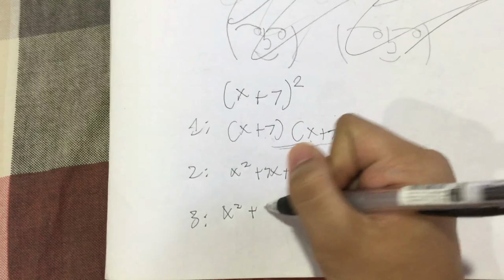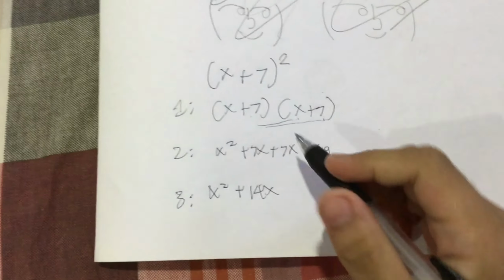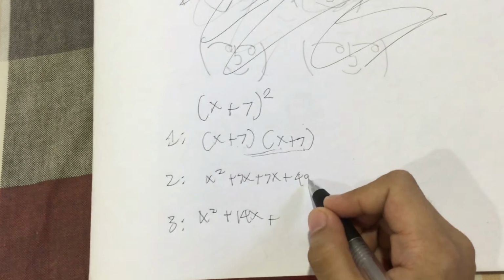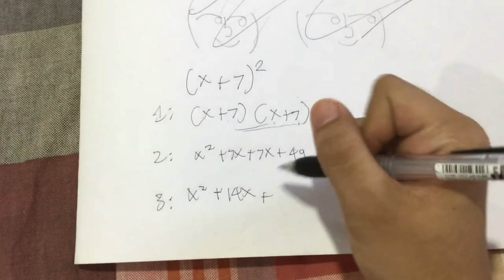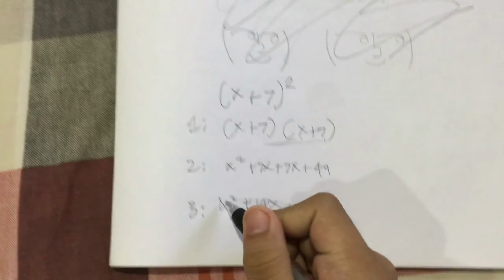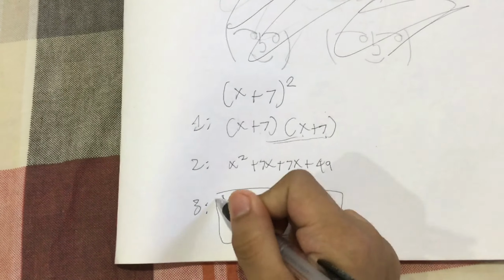So 7 plus 7, 14. There you have 14x. What about 49? Are there any other whole numbers here? None. Only 49. So you write that down. And that is your answer.